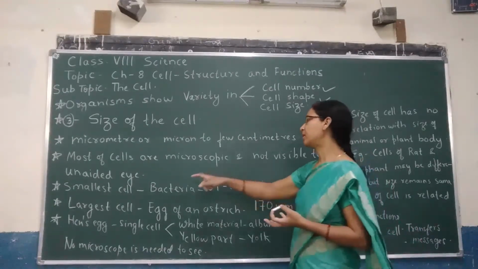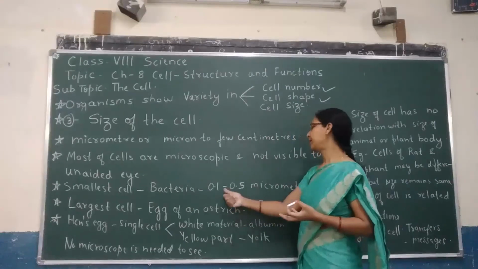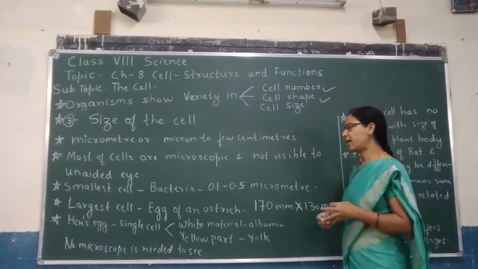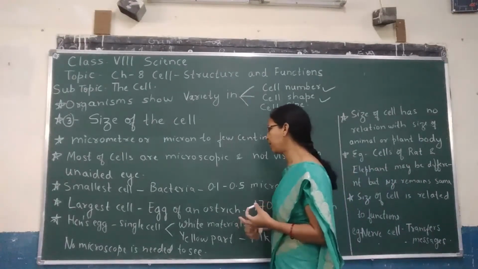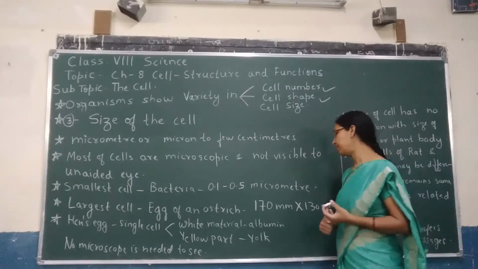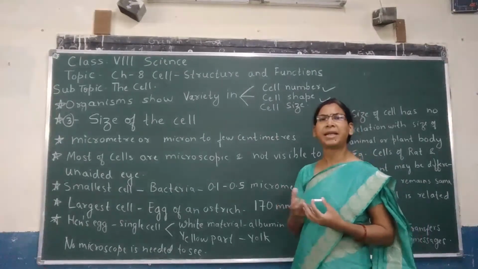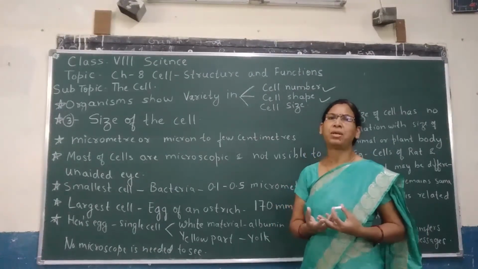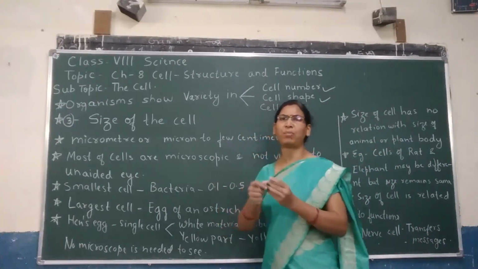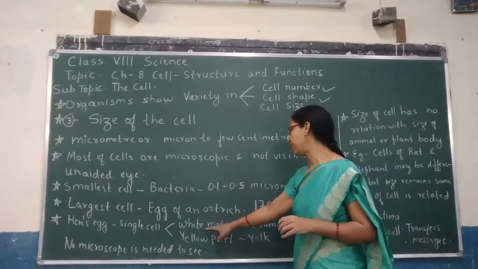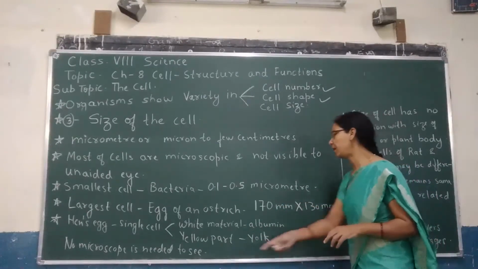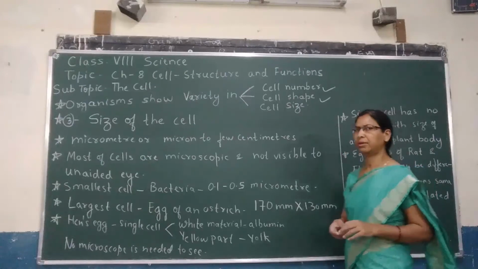What is the example for the smallest cell? It is the bacteria. It ranges from 0.1 to 0.5 micrometers. Let us see an example for the largest cell. It is the egg of an ostrich. Its size ranges from 170 millimeters by 120 millimeters, and hence this egg we are able to see with the unaided eye. No instrument is needed. It is also a single cell. When we break it open, it has two parts, one white material and one yellow part. The white material is the albumin and the yellow part is called the yolk.